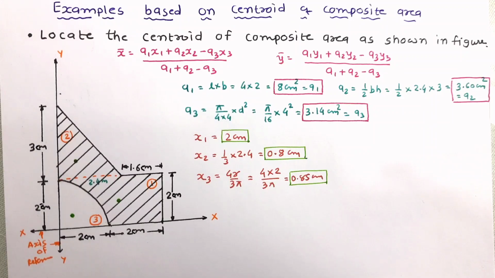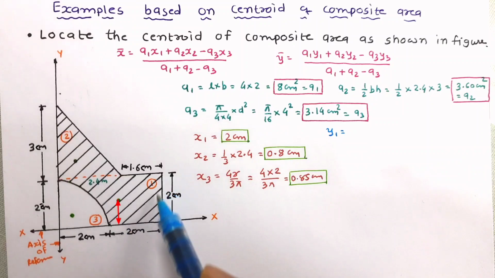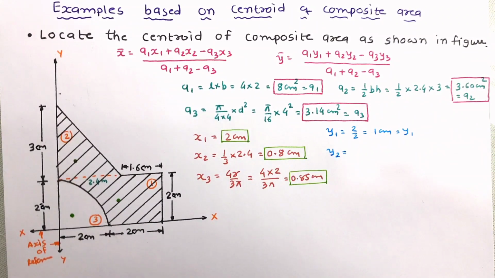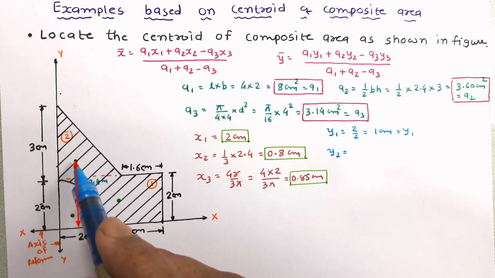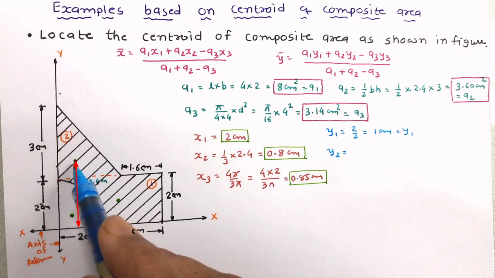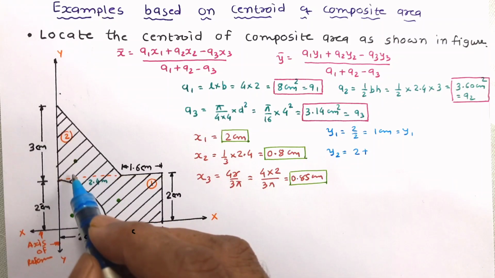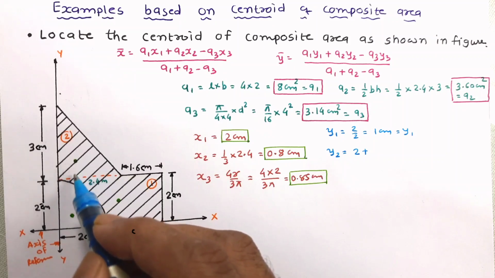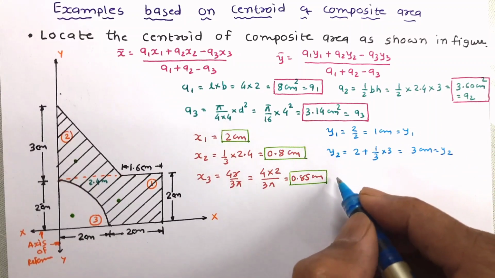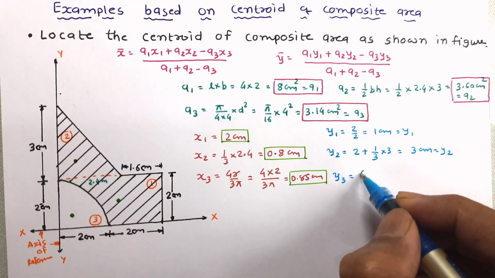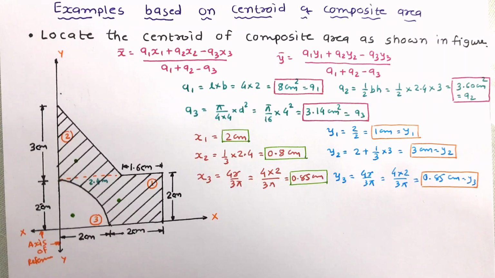Now let us work out the values of y1, y2 and y3. y1 is the centroid of the first figure from reference x-axis. In this direction, the dimension of the rectangle is 2. So this distance will be half of it. Now let us work out y2. y2 is the centroidal distance of the second figure from reference x-axis. So that is this much distance. Now this distance is already known to us, that is 2, and this is the distance of the centroid of the triangle from its base, which will be 1/3 of its altitude. So we can write. Now let us work out y3. y3 is the centroidal distance of the third figure from reference x-axis, so that will be the same 4r by 3 pi. So the values of y1, y2, y3 have been obtained.